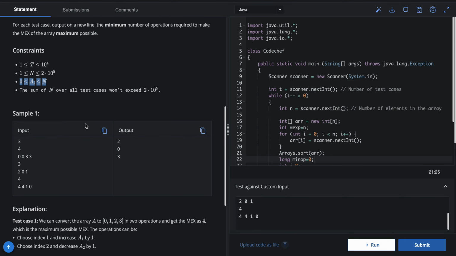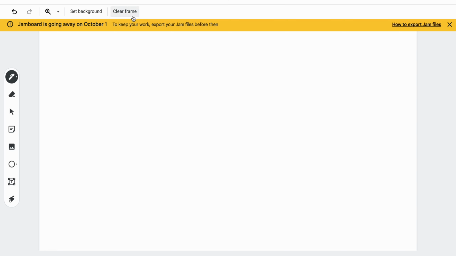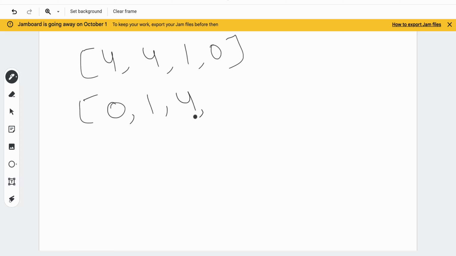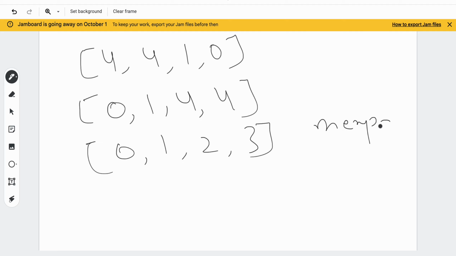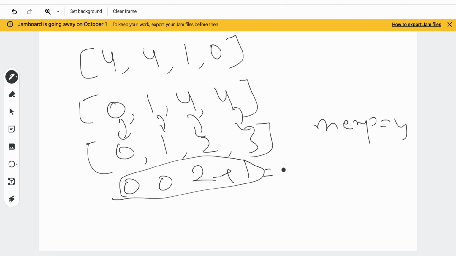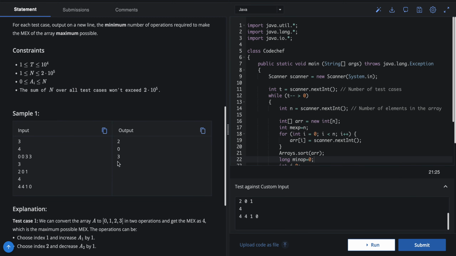Now let's understand the other example, 4 4 1 0. This is our given array. First we will sort the array: 0 1 4 4. Our desired array will be 0 1 2 3 to make the max possible 4. So 0 minus 0 is 0, 1 minus 1 is 0, 4 minus 2 is 2, 4 minus 3 is 1, and then we add all these. 2 plus 1 is 3, so a total of 3 operations will be required. You can see the answer is 3 only.